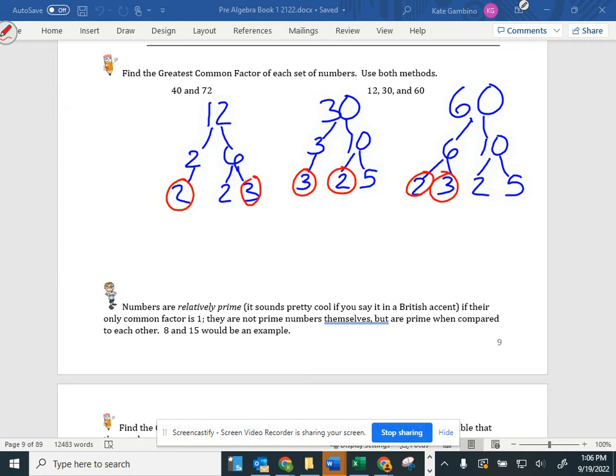So now when I do my multiplying, because we're out of primes to be looking at in common, I multiply one 2 times one 3. And that's it. Because those are the numbers that they share in common. They share 2 and they share 3. So 2 times 3 is 6. That is the same greatest common factor that we got when we did our listing. We had a 6 as the greatest common factor, and we have a 6 here. So we get the same answer.